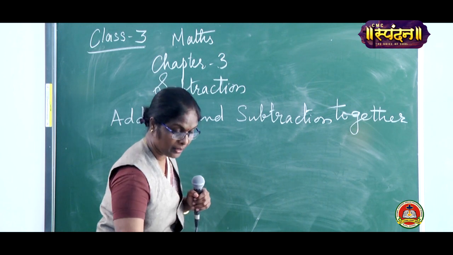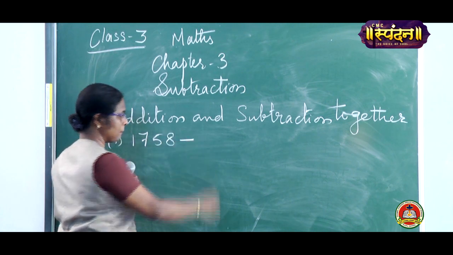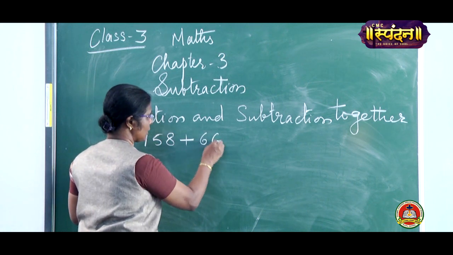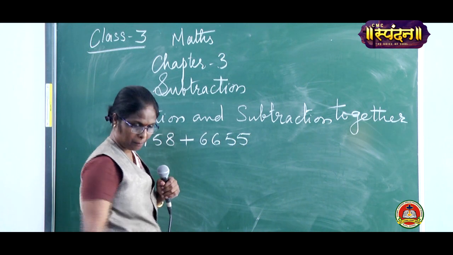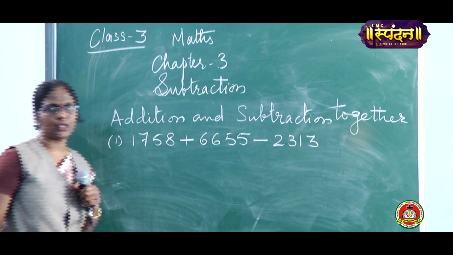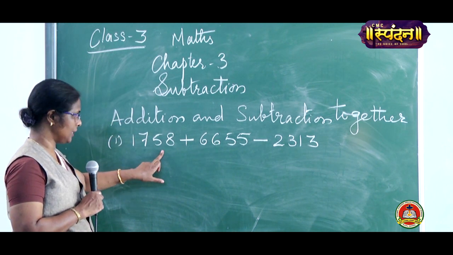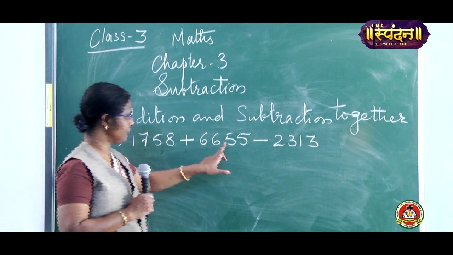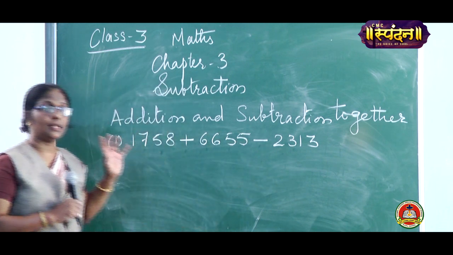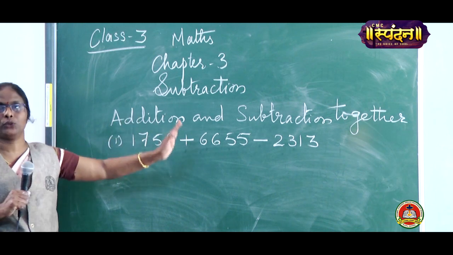Let us see one example here. The question is 1758 plus 6655 minus 2313. This is your question from your textbook, exercise 3.6, the first question. Now you can see that the question is a mixture: you have to add also and you have to subtract also.